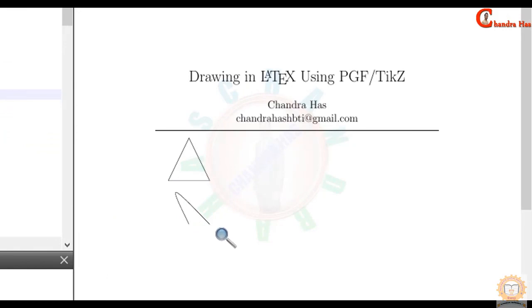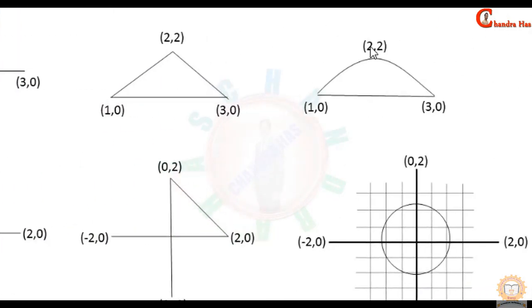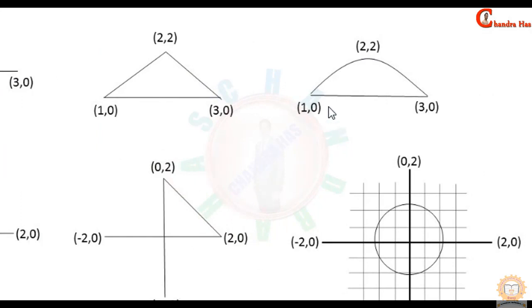Alright, as you can see, this is 3,0, this is 2,2, and this one is 4,0. I want to draw this structure. Here the starting point is 1,0, the last point is 3,0, and the connecting point at which we want to bend this straight line is 2,2.